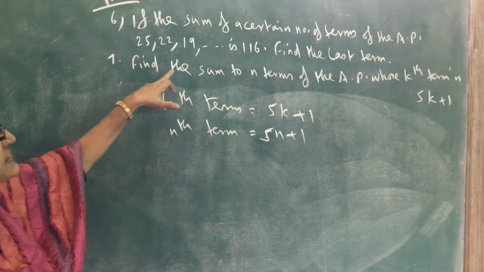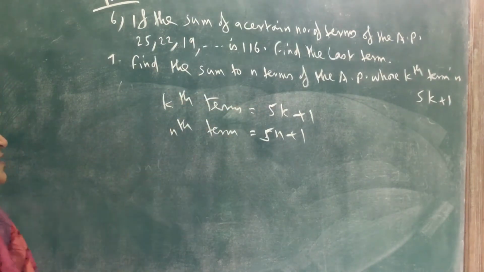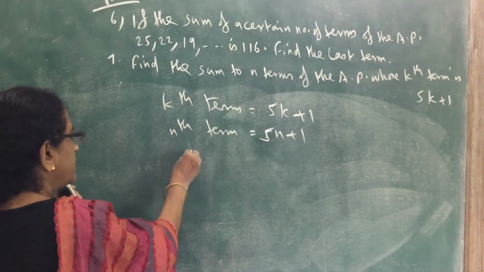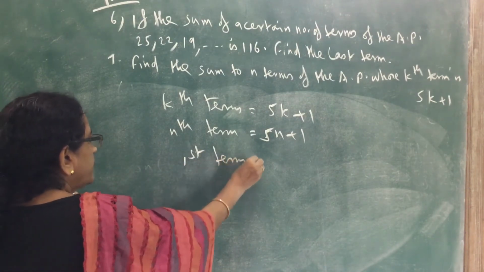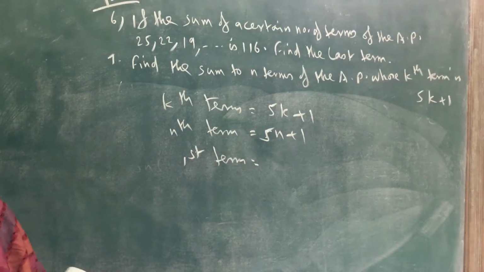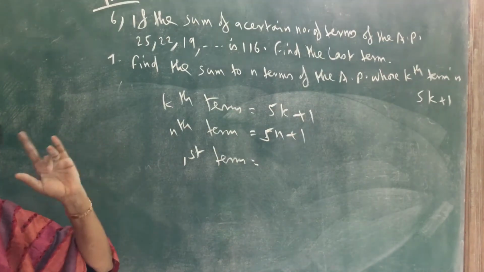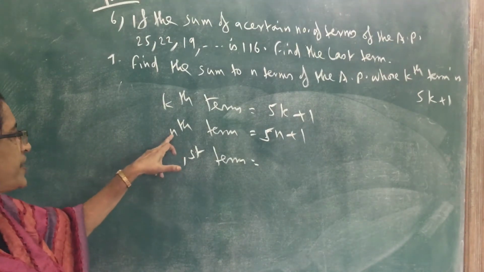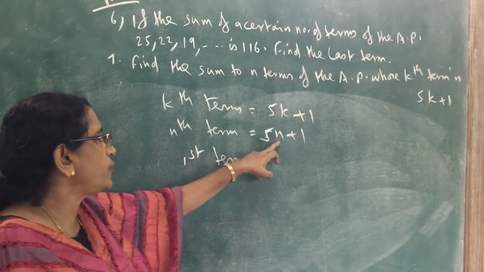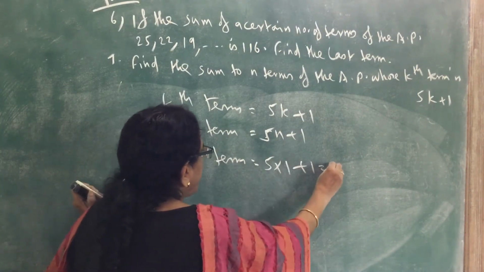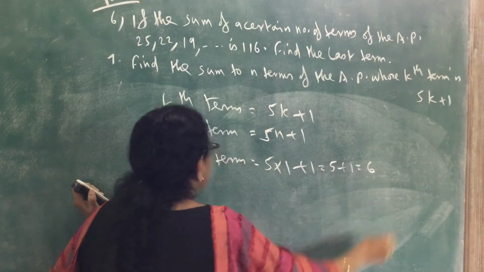We want to find the sum to n terms. So this is the nth term. Using the nth term, we can find the first term. What is the first term? We can find any term of the AP using the nth term. Suppose we want to find the first term. So put n equal to 1. In the place of n, put 1. So 5 into 1 plus 1. That is 5 plus 1, that is equal to 6.